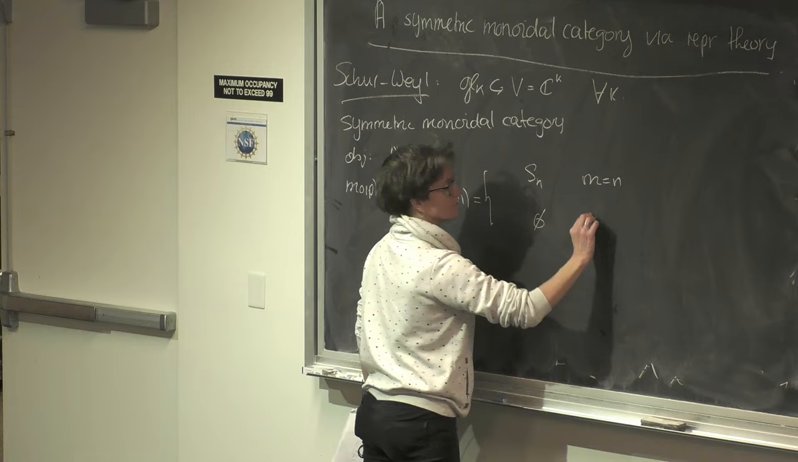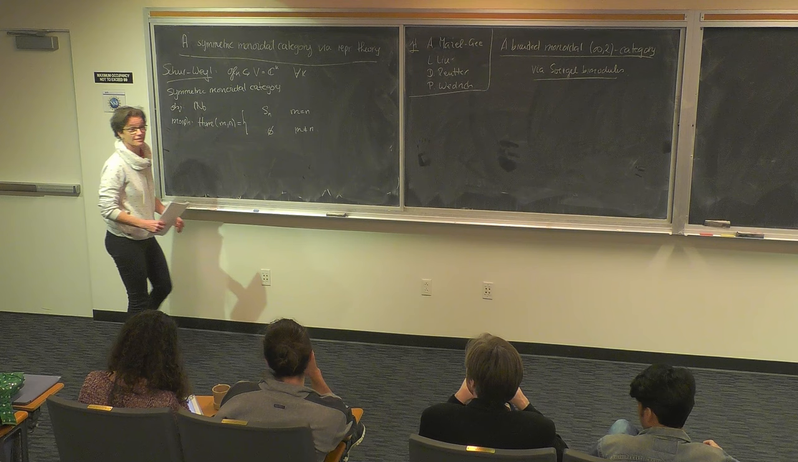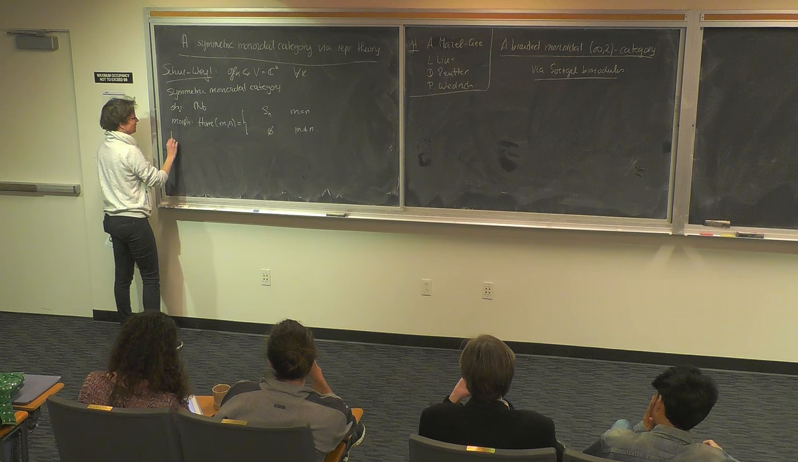So you don't want it to be k-linear right now? You can make it k-linear, and then this is the group algebra, and this is just zero. I don't care. It will be linear very soon.